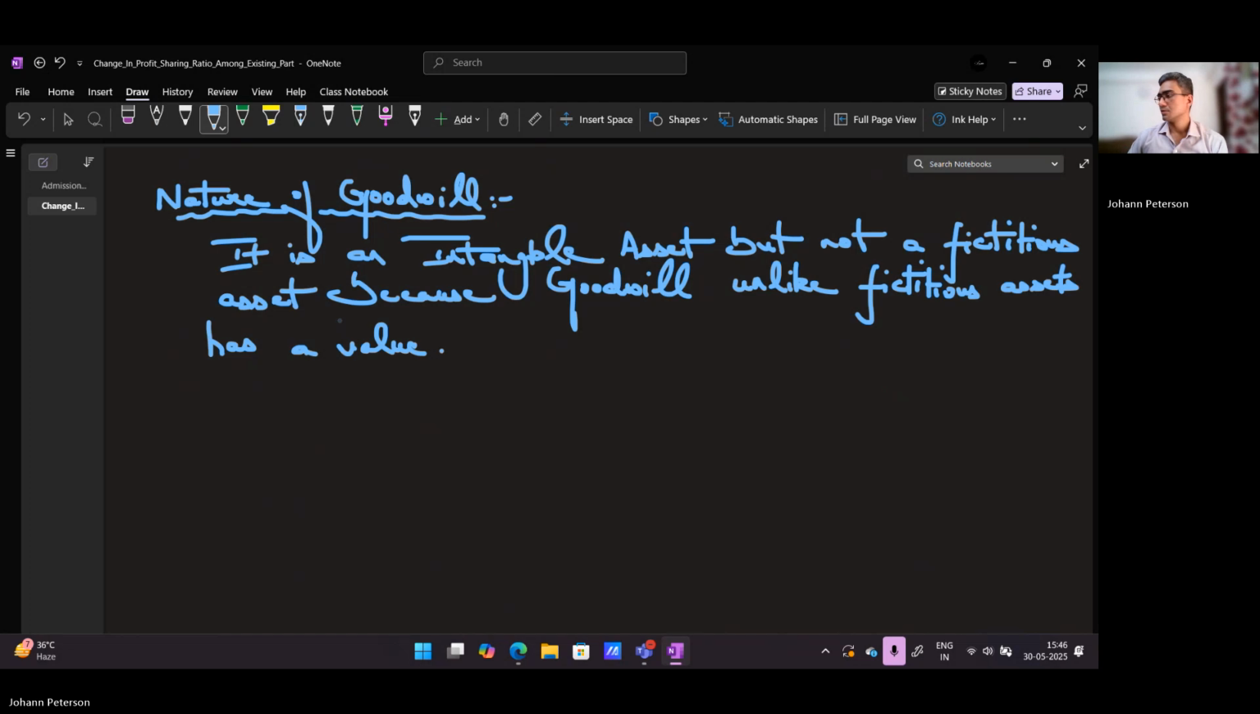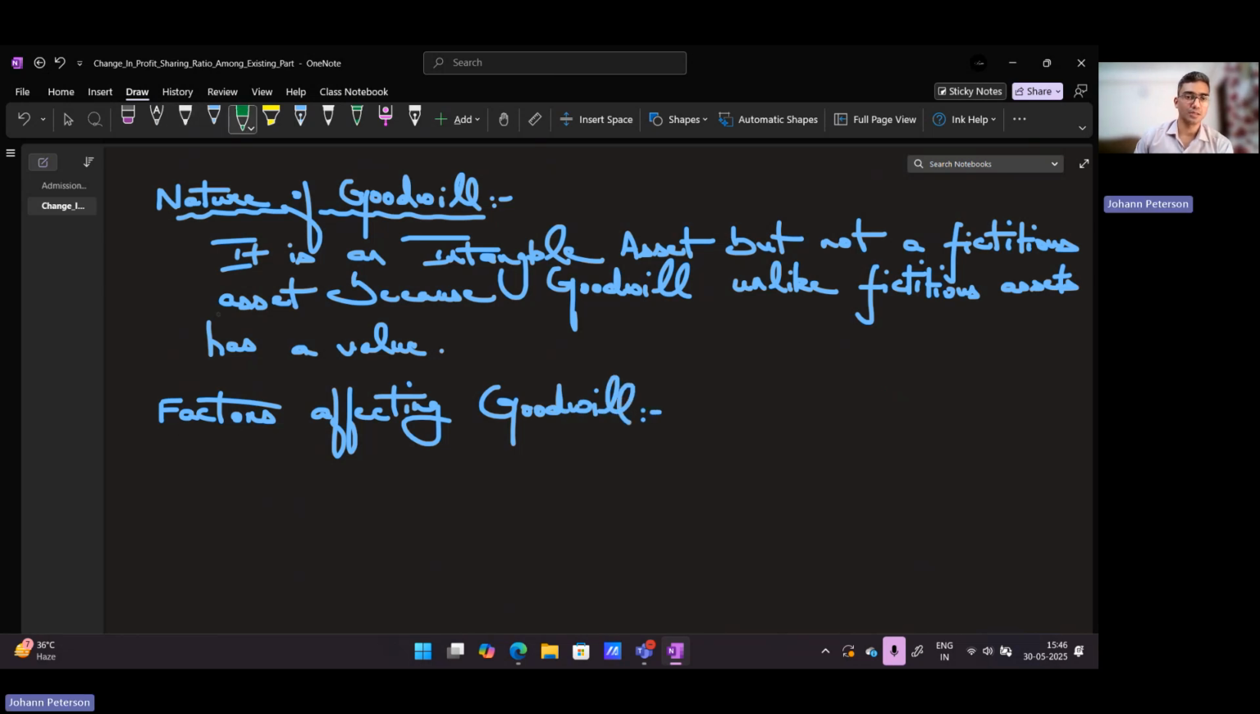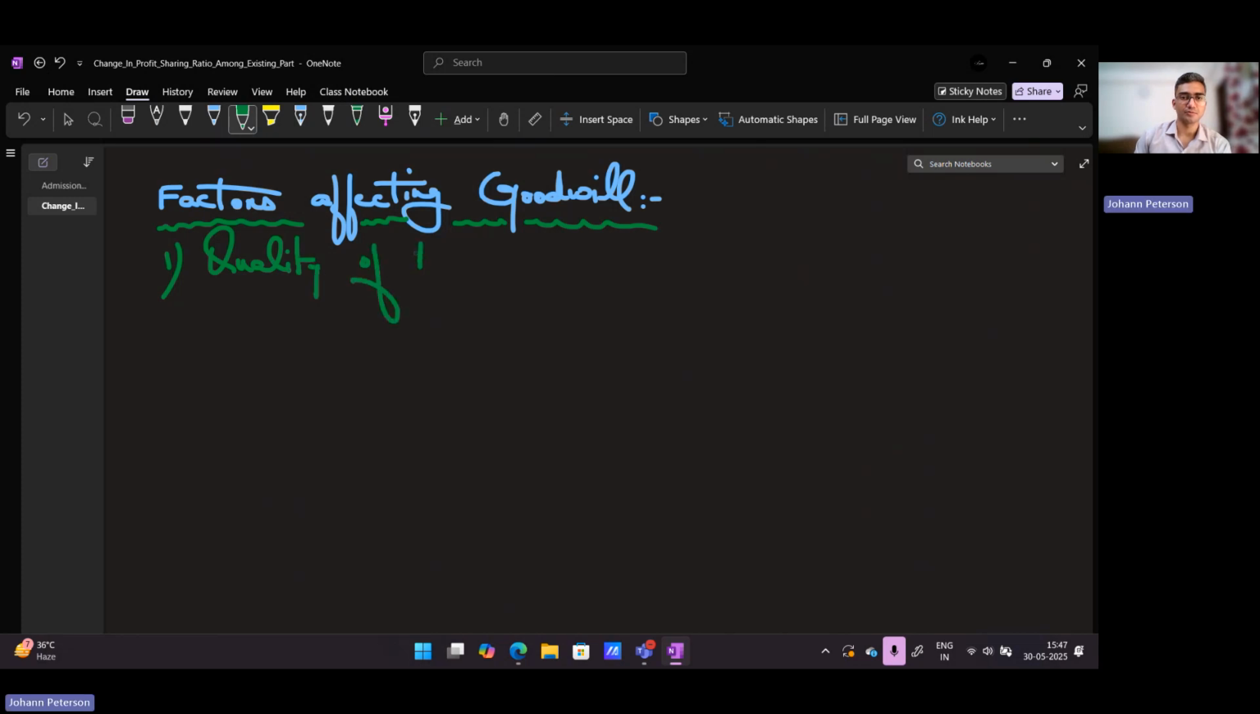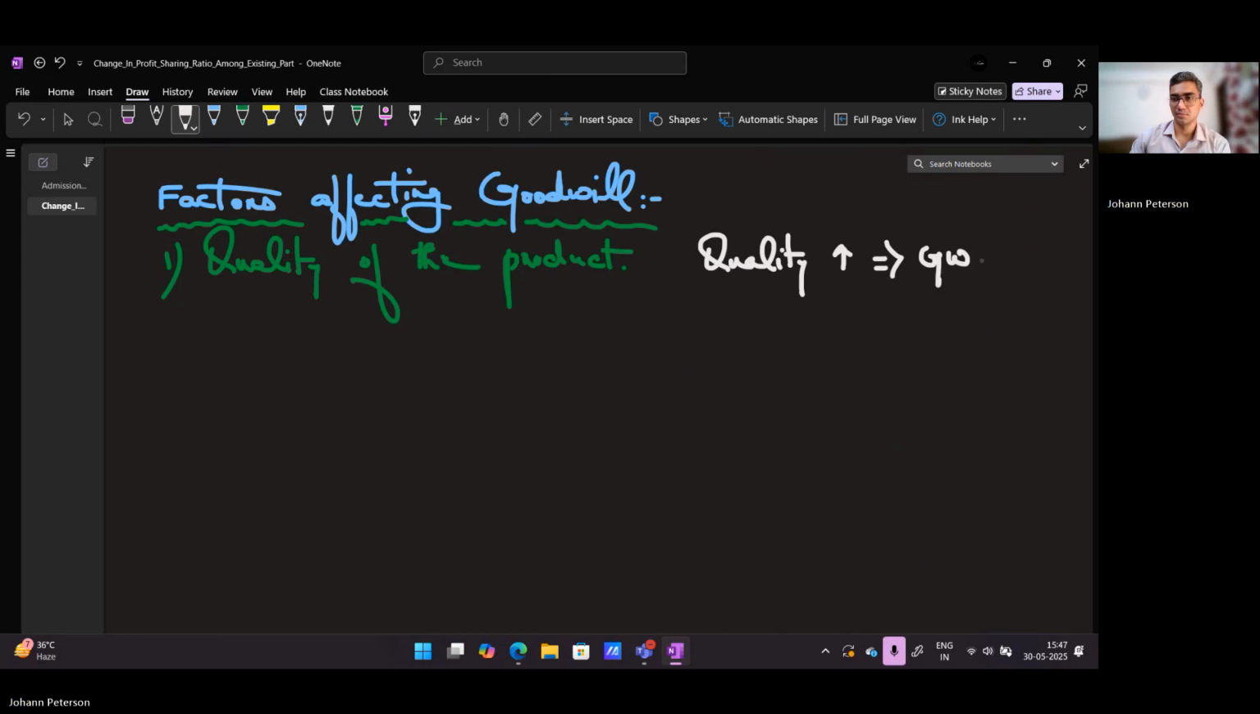After this, what are some factors that affect goodwill? So, how will a business get affected in terms of goodwill by certain factors? So what are those factors which affect the goodwill of a business? That's what we are talking about. So the first factor will be maybe quality of the product. You have very good quality products. Quality is very good, top notch. This would imply goodwill would also be good. It would be high. You can charge a higher value for your goodwill.